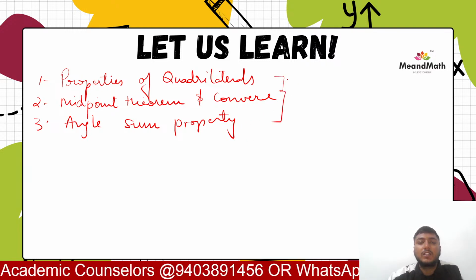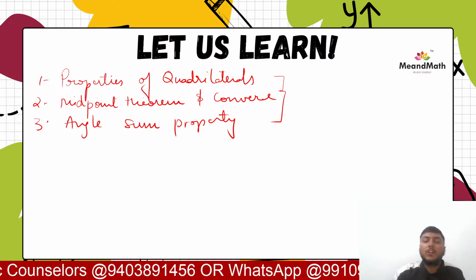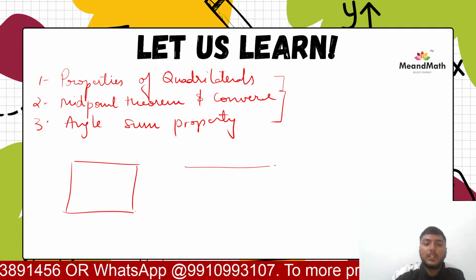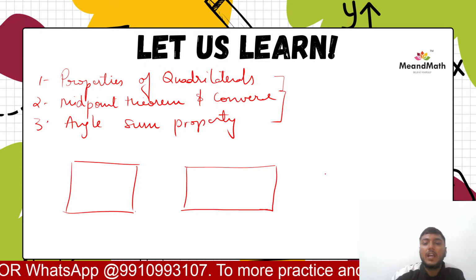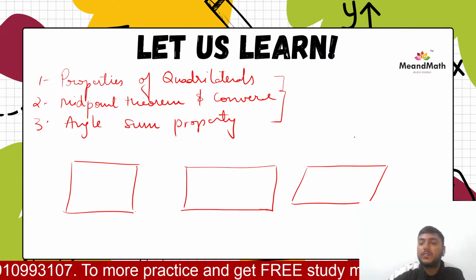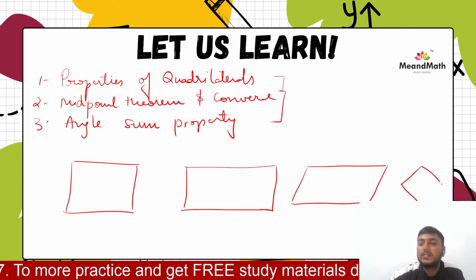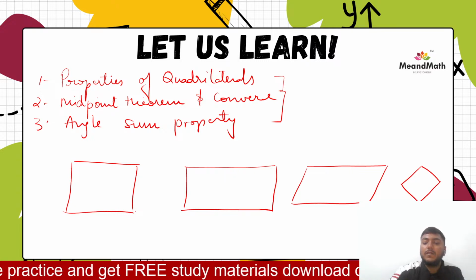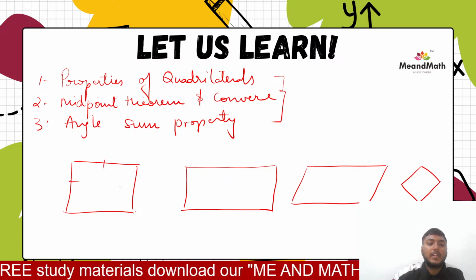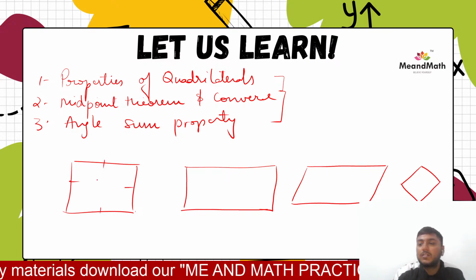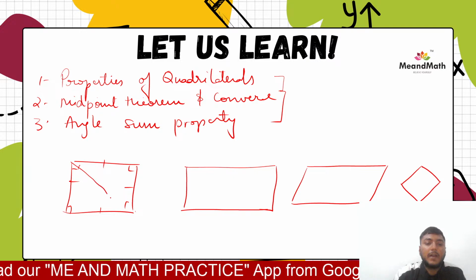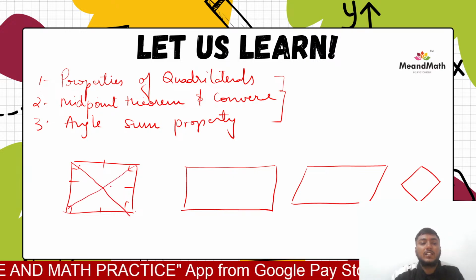Let's quickly revise what the properties are. So how many types of quadrilaterals are there? Especially we have square, rectangle, parallelogram, and of course a rhombus. Now how many sides does a square have? 4 sides, and all these 4 sides are equal, and all 4 angles are also equal. The diagonals bisect each other and intersect at 90 degrees, right?